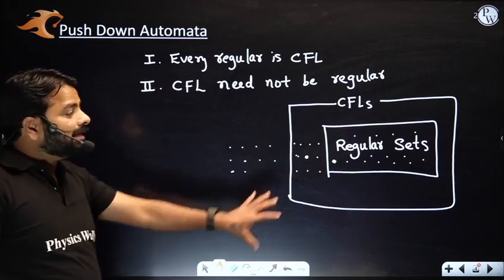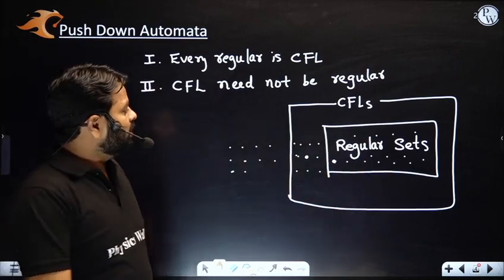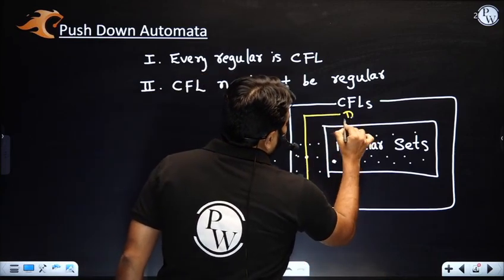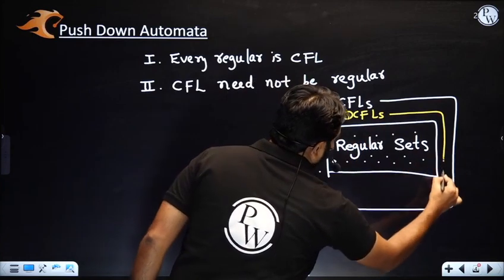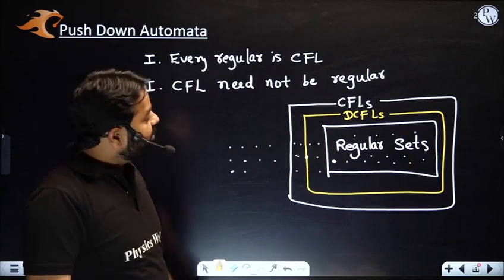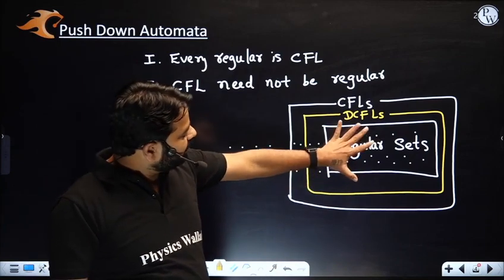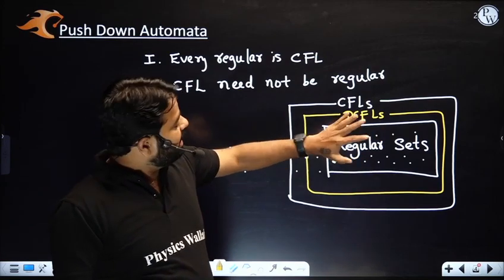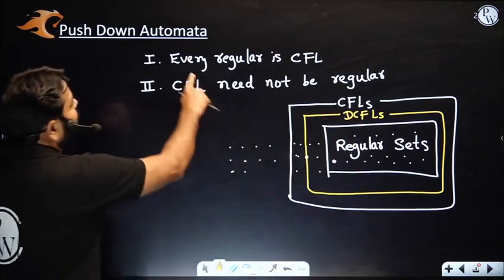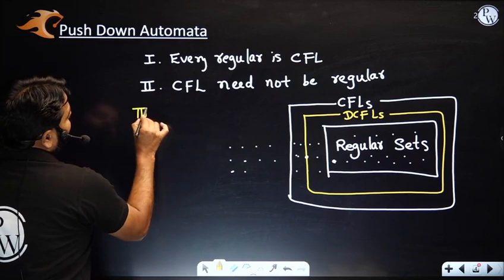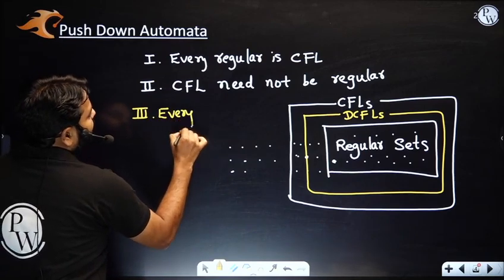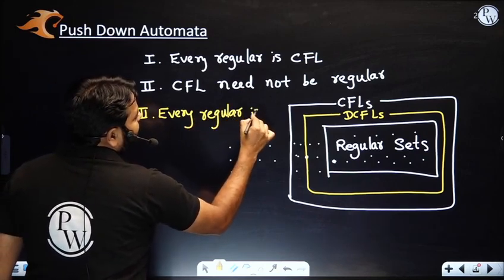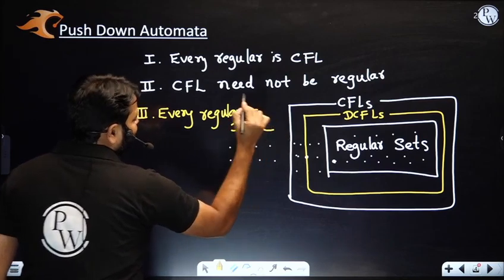Now, where the deterministic CFL lies in this class is really interesting for us. That means every DCFL class, including regular, that means in the DCFL class, all the regulars are covered. Now every regular I can also say is DCFL, every DCFL I can also say is CFL. So already we know every regular is CFL. Now the third point I'm adding: every regular is a DCFL.